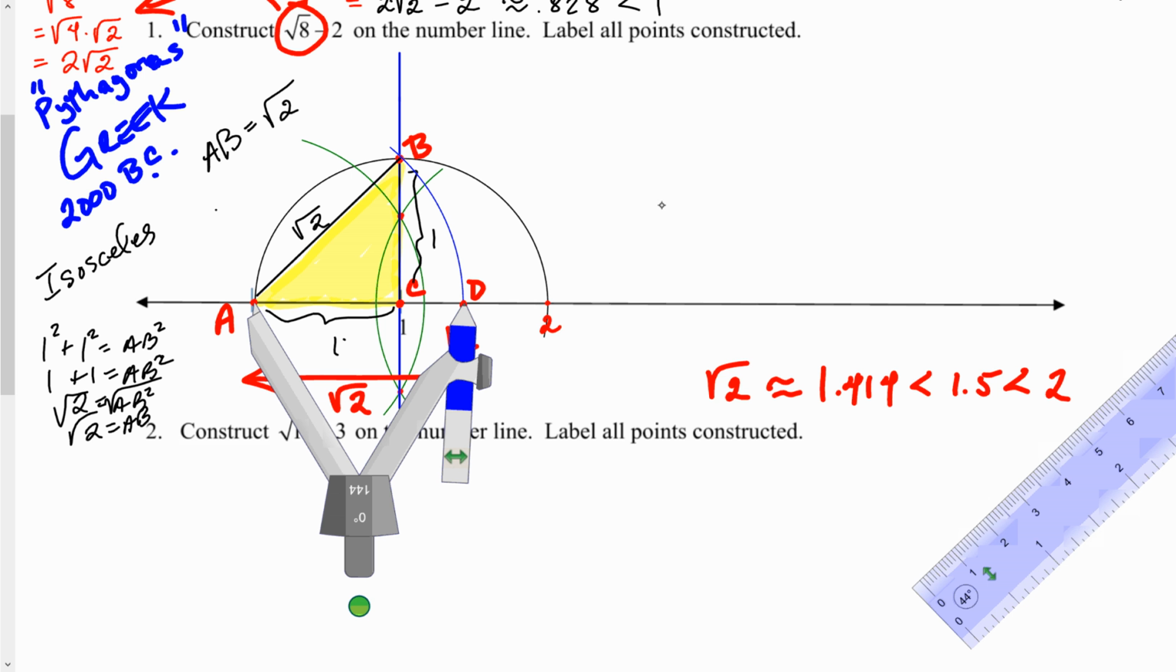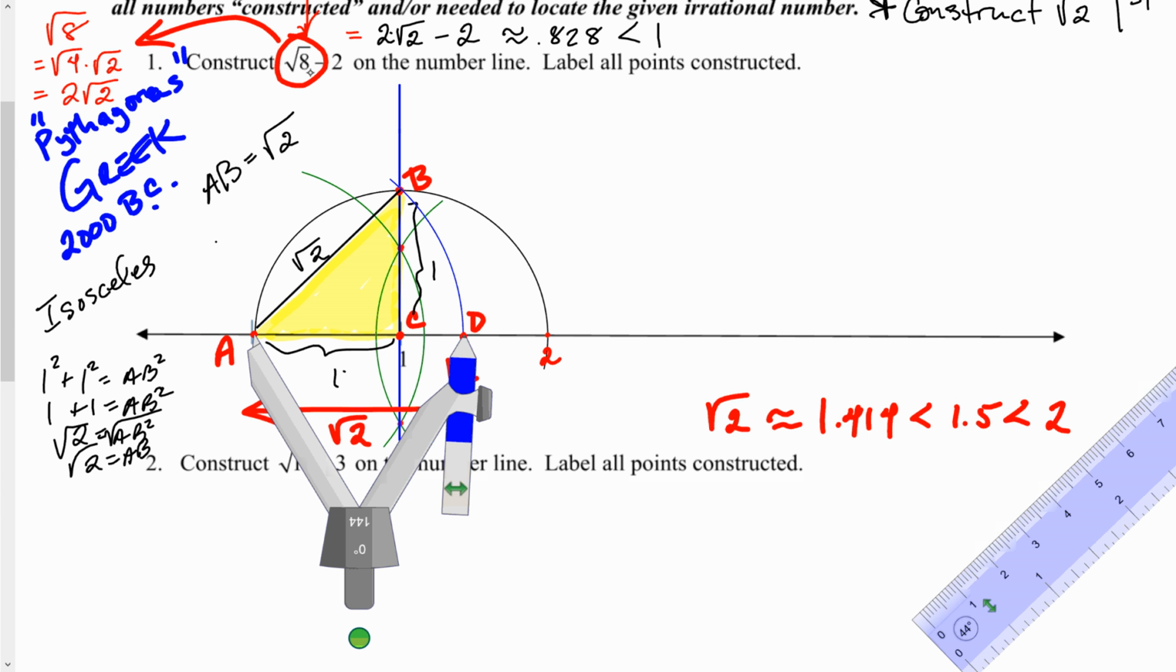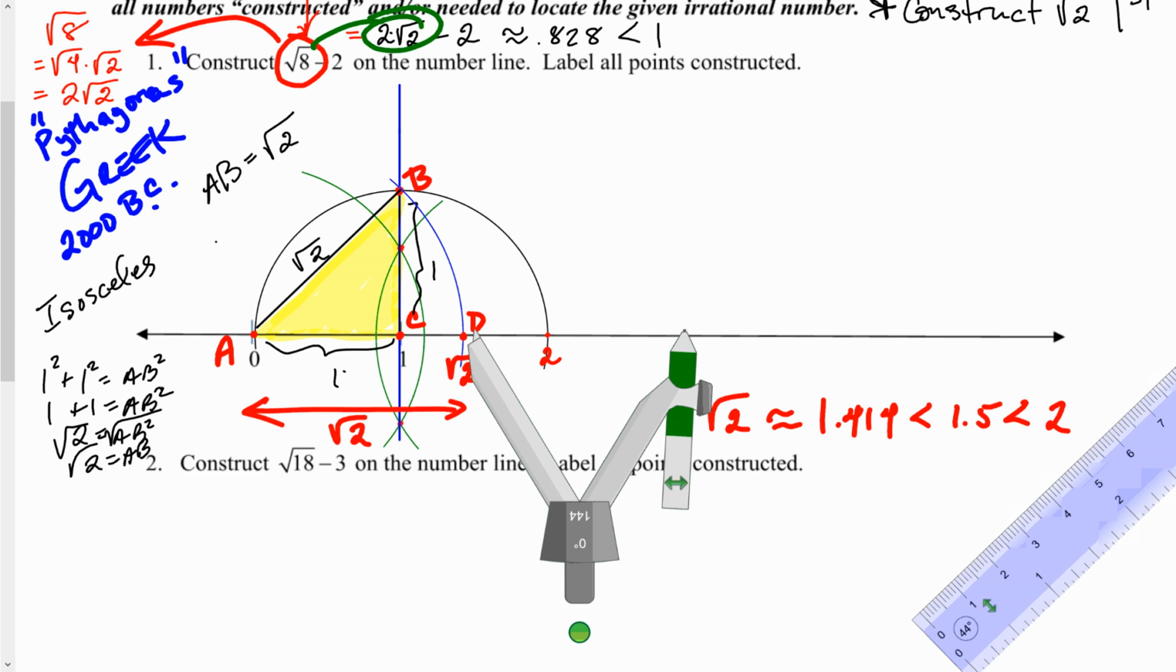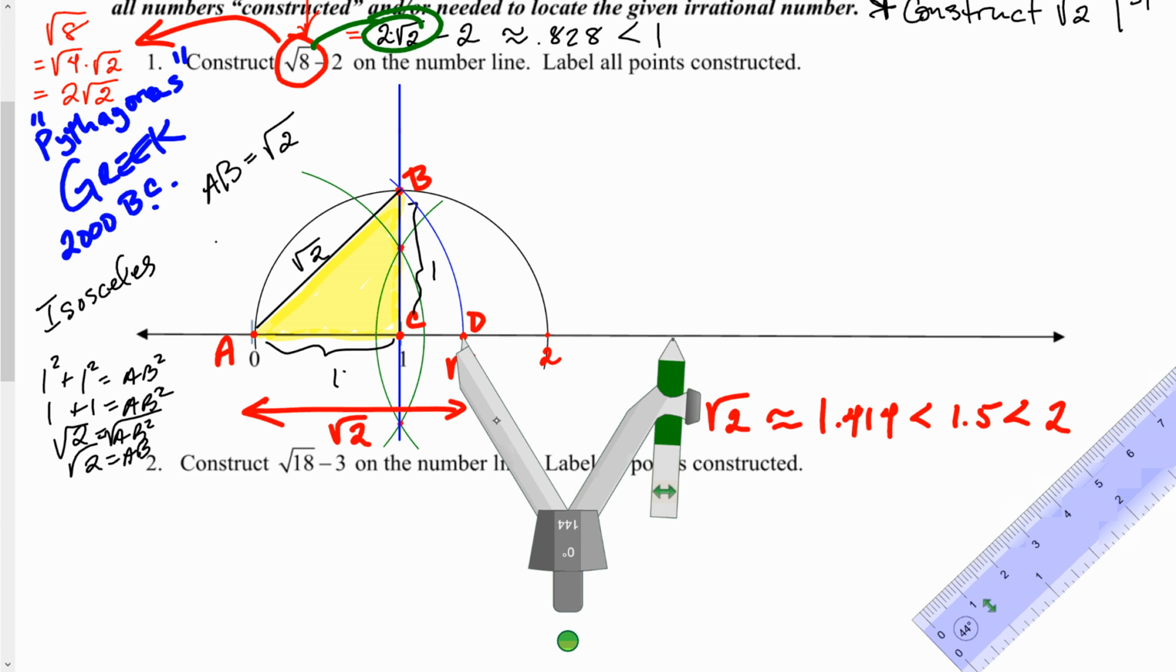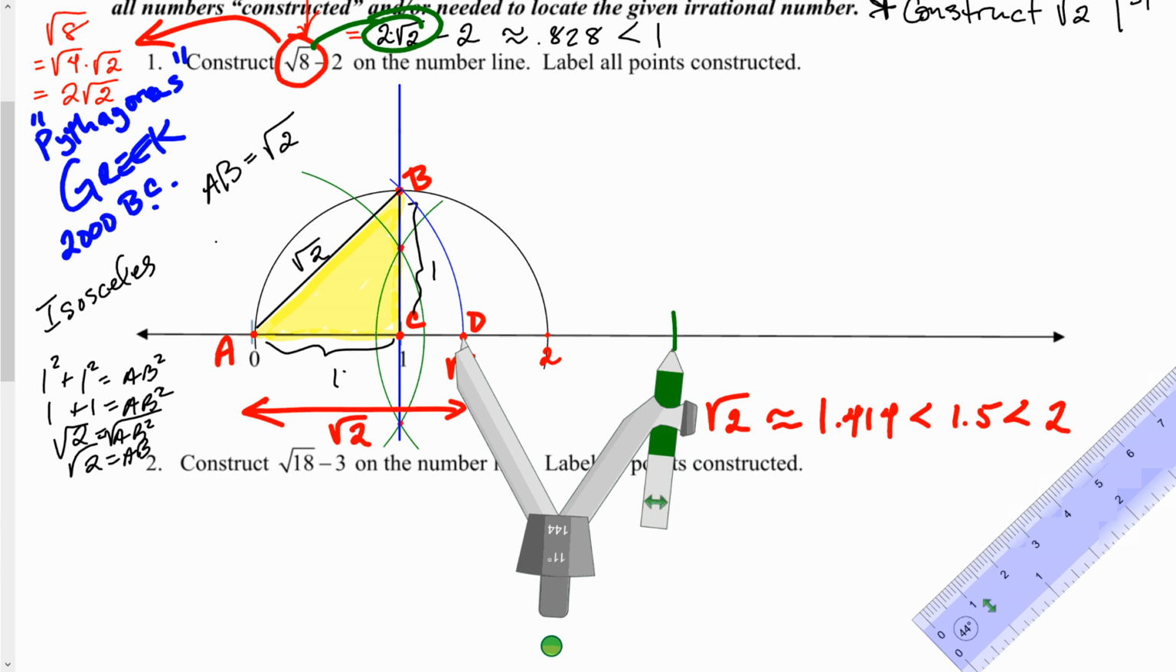Okay, so let's get back to our example though. How do we get the square root of 8 minus 2? Well, square root of 8, as I just talked about earlier, is the same thing as 2 root 2. So you adjust your compass from A to D, which is root 2. And then watch closely now. I'm going to move it over to D, and I'm going to construct an arc.